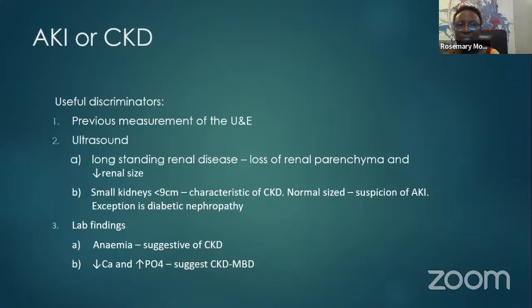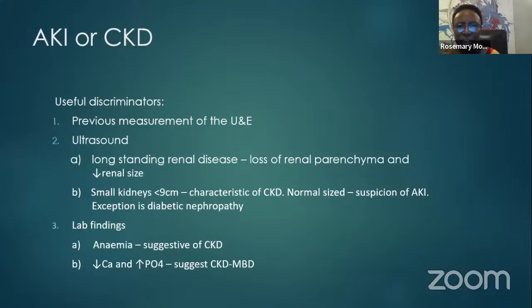The other useful indicator is the ultrasound. With a long-standing renal disease, you get loss of renal parenchyma, which leads to a decrease in renal size. So if you've got a patient with hypertension, they will come with a small kidney size. It's characteristic of CKD and hypertensive patients. If your kidney size is normal sized, be suspicious of AKI.